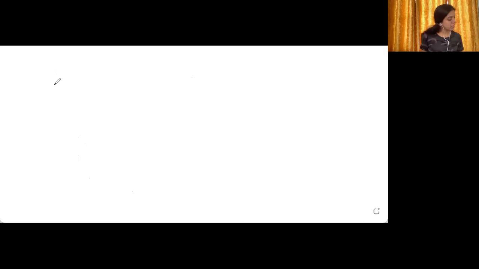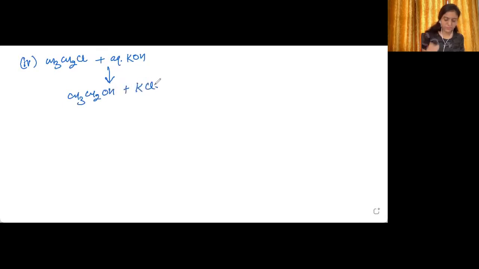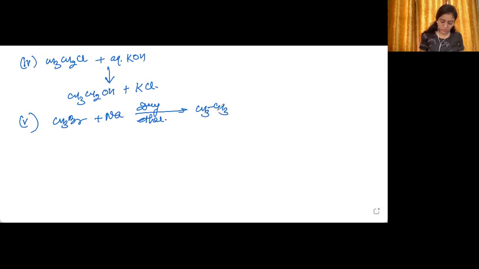The next part of this question is, ethyl chloride is treated with aqueous KOH. I hope you know this answer now. Alcohol will be formed. Next is the fifth one. Methyl bromide is treated with sodium in the presence of dry ether. Again, it is Wurtz reaction. CH3, CH3. It will lead to the formation of this, plus 2NaBr.